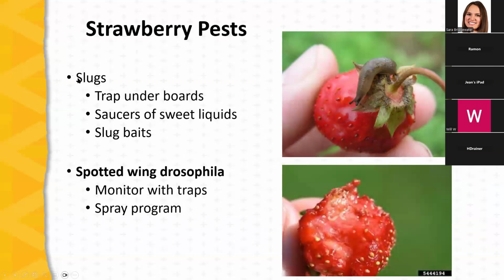This is a case for slugs. You see the top picture, there's a slug eating the fruit. And the bottom one, it's hard to see, but it has larvae from the spotted wing Drosophila. That's the fly that will get to the fruit. And the larva is inside, so you won't be able to see it until you bite into it.